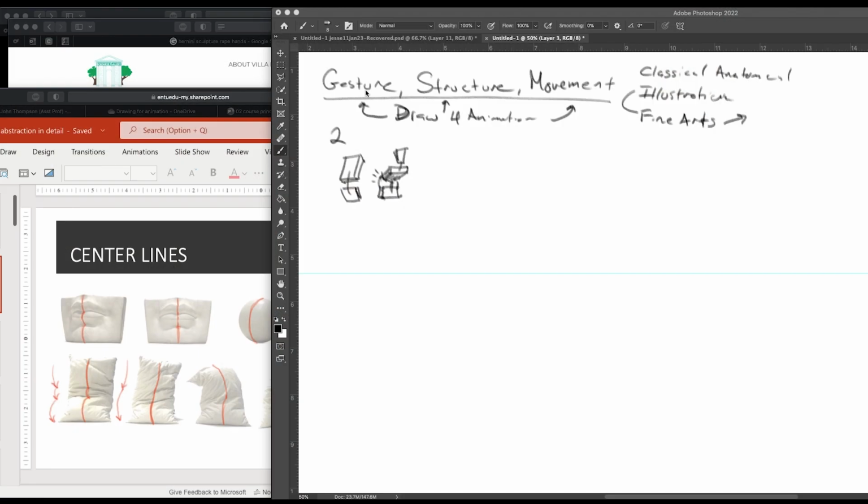So what we're talking about is gesture, structure, and movement, right? The three basic principles. And when we're talking about gesture, the first thing we're talking about is how we're relating the major masses to each other.